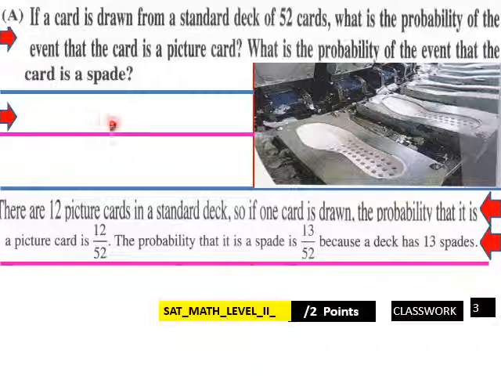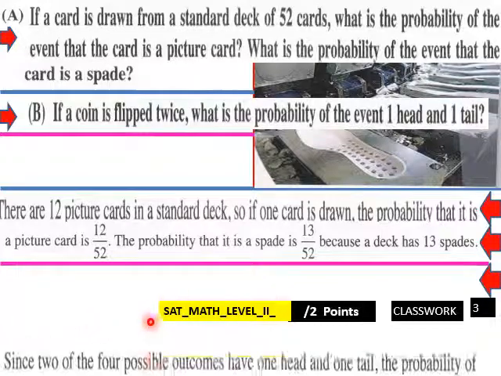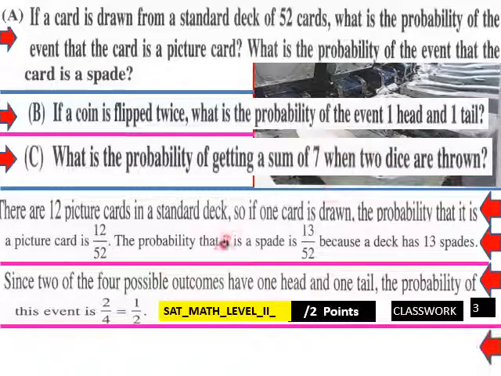B, if a coin is flipped twice, what is the probability of the event 1 head and 1 tail? Well, since 2 of the 4 possible outcomes have 1 head and 1 tail, the probability of this event is 2 over 4, which reduces to 1 over 2. And then C, what is the probability of getting a sum of 7 when 2 dice are thrown?